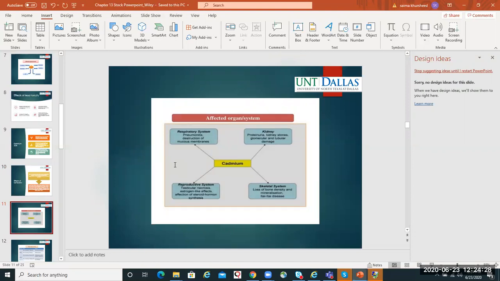So these are the different organ systems that are affected by cadmium toxicity: the kidney, the respiratory system, and the reproductive system. It causes testicular necrosis and estrogen-like effects, that means the effect on steroid hormone synthesis. When cadmium toxicity affects the skeletal system, it causes loss of bone density and mineralization. In the kidneys, it causes kidney stones, proteinuria, or glomerular and tubular damage. When it affects the respiratory system, it causes pneumonia or pneumonitis or destruction of mucous membranes.